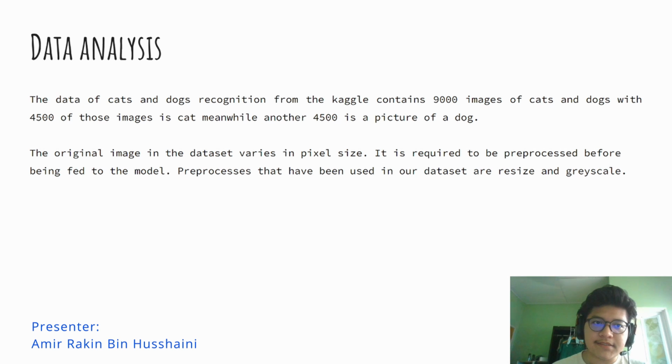Moving on to data analysis. The data of cats and dogs recognition is obtained from Kaggle. It contains 11,000 images of cats and dogs, with 5,500 of those images being cats. Meanwhile, another 5,500 are pictures of dogs. The original images in the dataset vary in pixel sizes. They are required to be pre-processed before being fed to the model. The pre-processing that has been used in our datasets is resize and grayscale.